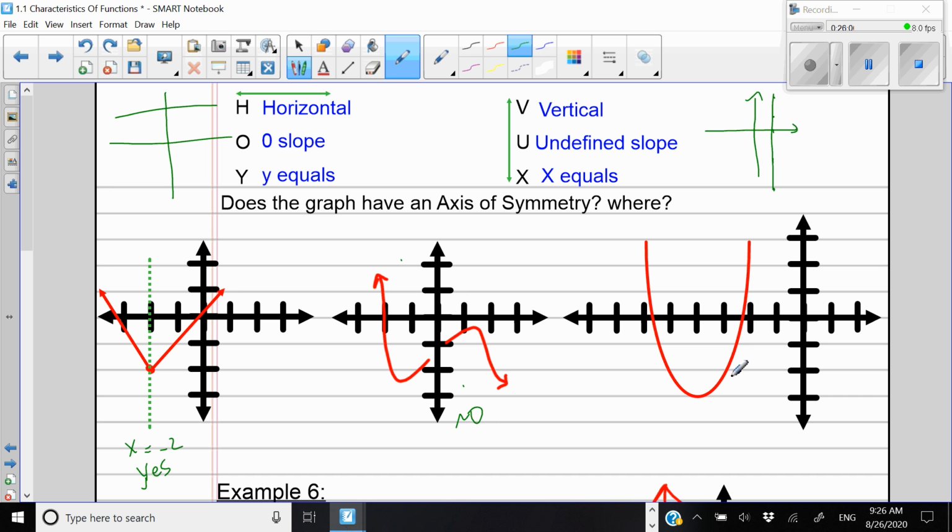How about this one? Yes, if I get a closer look, I will say that if I use this line over here, I'll see that this half is the mirror of the other half on the left side. So we have symmetry, yes, and the symmetry is at x equal to -4.